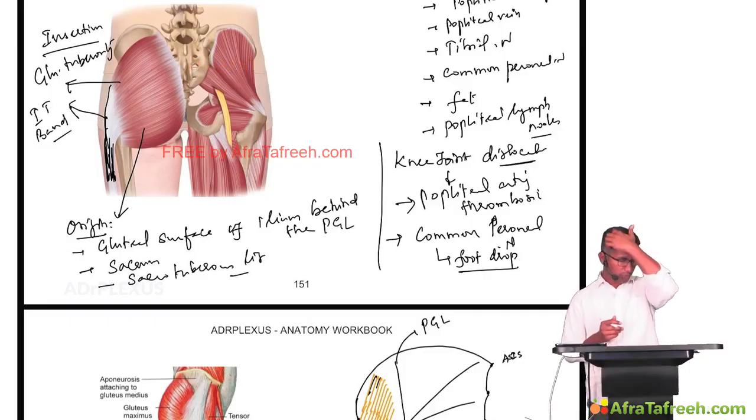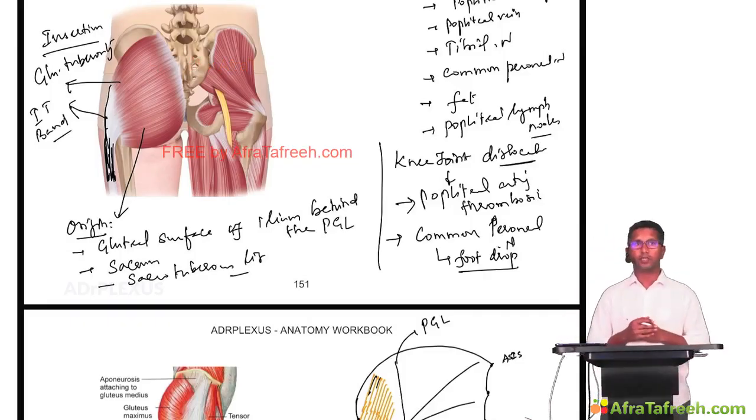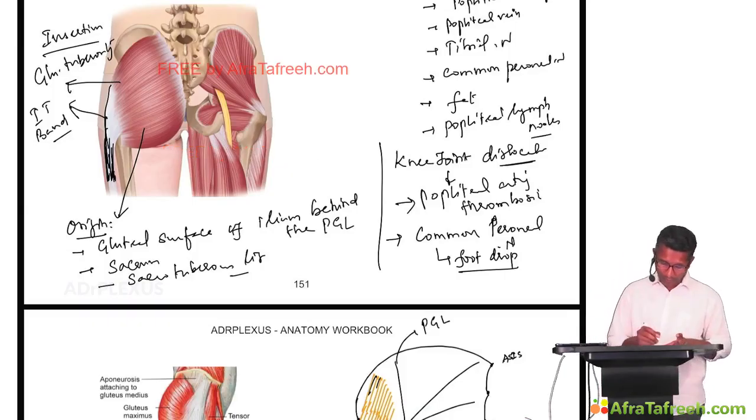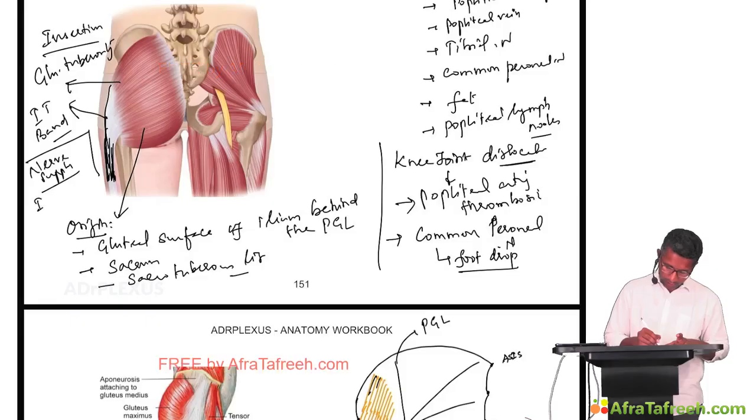So this is about the origin and insertion of the gluteus maximus, guys. Whenever there is a muscle, you should know about the nerve supply of the muscle. The nerve supply for this muscle is by the inferior gluteal nerve.